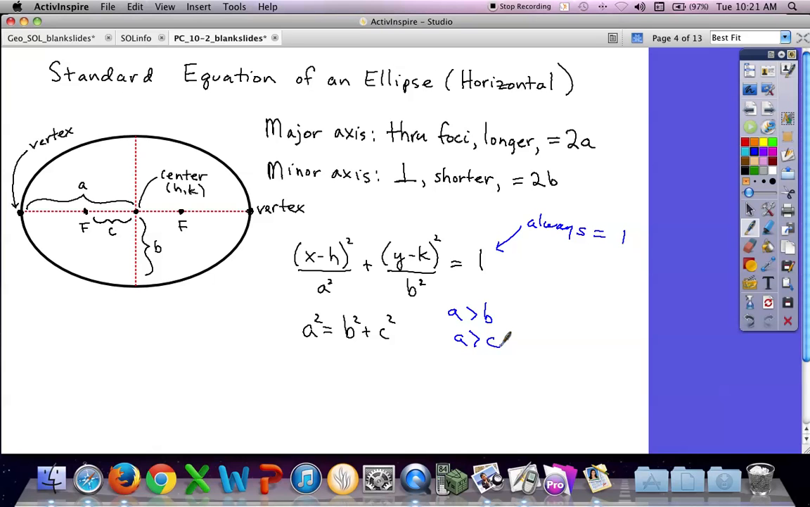This is important because we have a relationship between those three. It kind of looks like the Pythagorean theorem, but not really. The Pythagorean theorem would say a squared plus b squared equals c squared, because the hypotenuse is the biggest side of the triangle. But here, the biggest of those three is actually a. So it's a squared equals b squared plus c squared. And we'll use that.